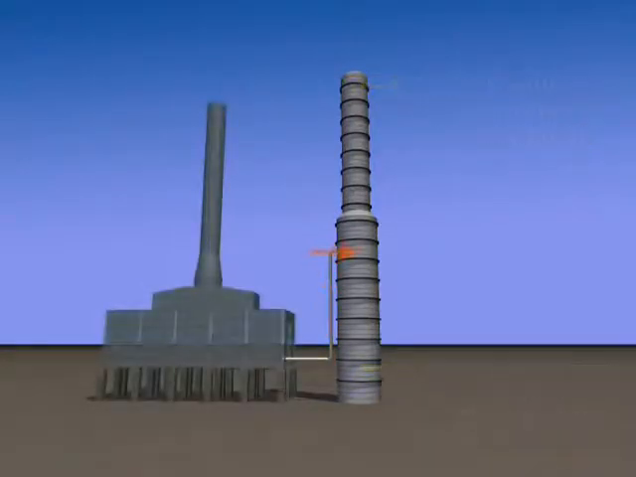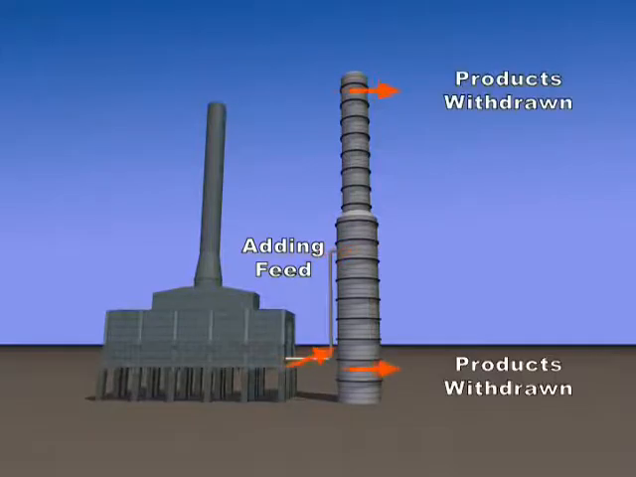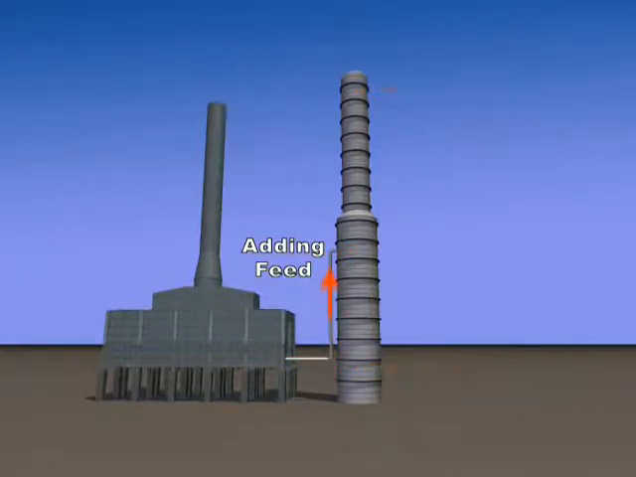The process is operated at a continuous steady state. New feed is constantly added as products are withdrawn. The feed is preheated, in this case by a furnace. The heat vaporizes the volatile components, and the vapor and liquid are fed into the column.